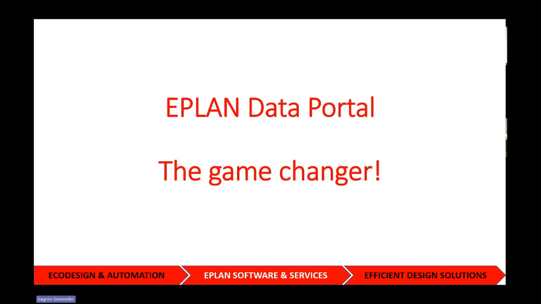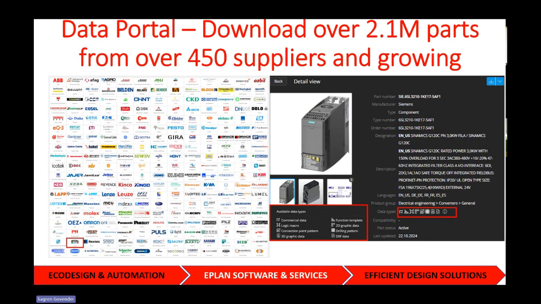So we'll start talking about the data portal. And for us, or for EPLAN, this is a real game changer. For those of you who are not familiar with the data portal, there's approximately, in fact, over 1.2 million parts on this data portal from over 450 manufacturers. And because it's a live data portal, it's continuously growing. When I first started with EPLAN 13, 14 years ago, there were like 100,000 parts on this data portal. And now, every month, there's like 100,000 parts being added to this data portal. So it's growing really fast.